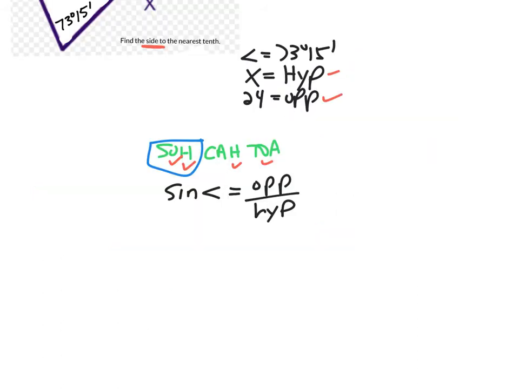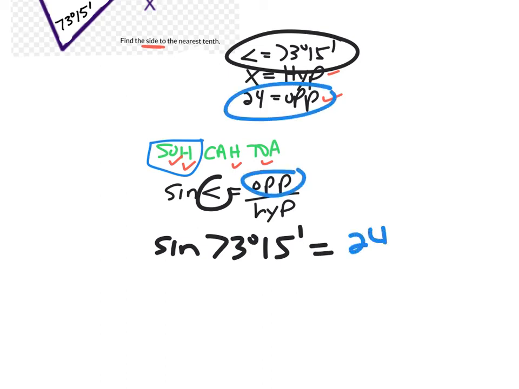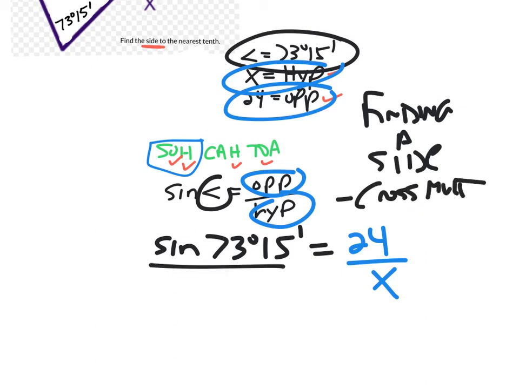So I'm going to substitute in. I have the sine of the angle. In this case, the angle is 73 degrees, 15 minutes. That equals the opposite, which we know is 24, over the hypotenuse, which is x. Now anytime you're finding a side, you always cross multiply. So I'm going to put the sine of 73/15 over 1.